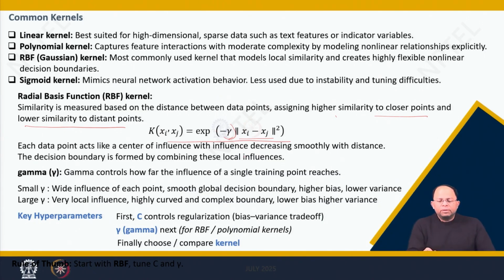So if I change the value of gamma, I can control how sensitive it is, right? The decision boundary is found by combining these local influences, and gamma controls how far the influence of a single training point reaches. If the gamma value is small, the influence of that point is wide, and it results in a smooth global decision boundary, so that's higher bias and lower variance. And if the influence is local, in case of large gamma, then it's a highly curved and complex boundary, lower bias and higher variance.